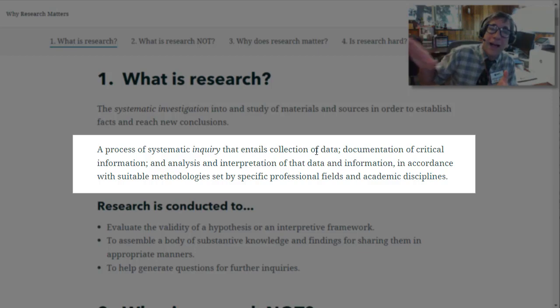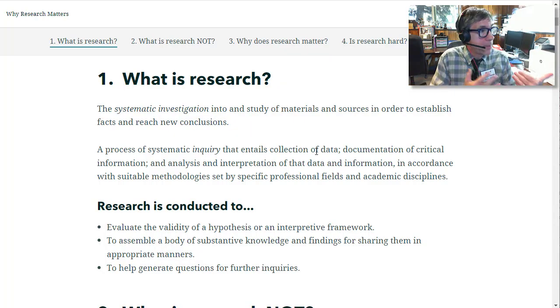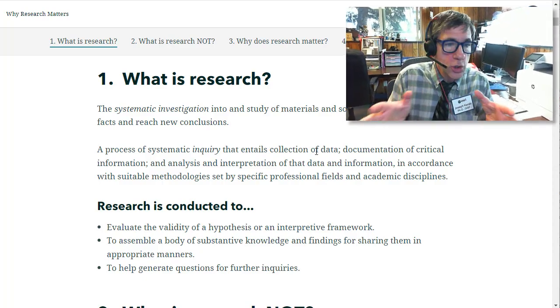So you're doing your background research, you're finding out what have other people done in this area that I'm interested in and how can I build on what they've done. So you're not in a box isolated. You're tapping into and you're being aware of other research in the area that you're interested in. So suitable methodologies set by specific professional fields and academic disciplines. And those disciplines are wide-ranging, as we'll talk about, ranging literally from agriculture or archaeology or anthropology to zoology and everything in between.